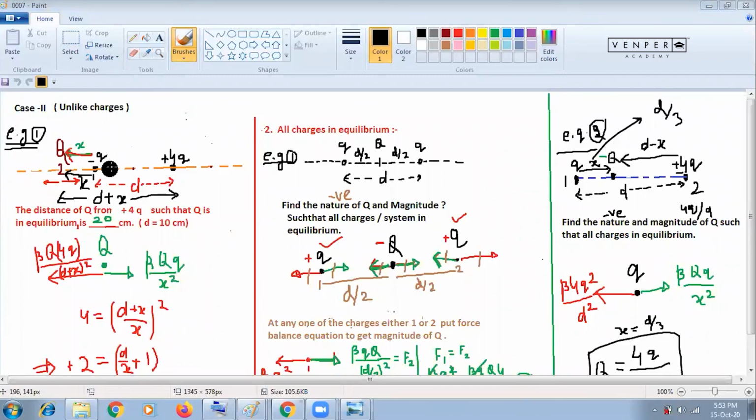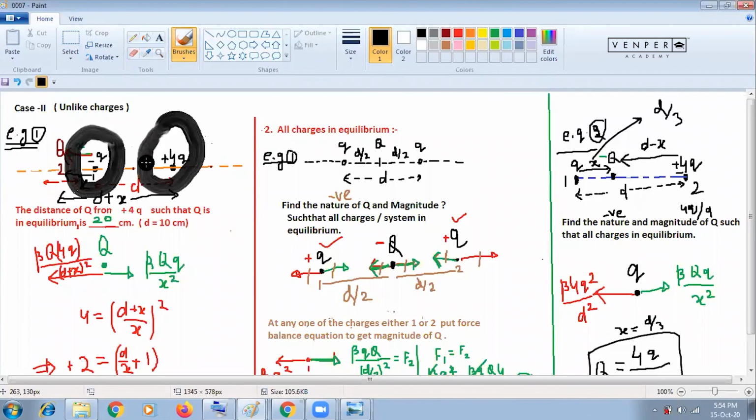That means you see at this point I have a minus q, and at this point I have a plus 4q. Now I have to keep a third charge, that is q. I have to keep it such that this third charge will be in equilibrium.